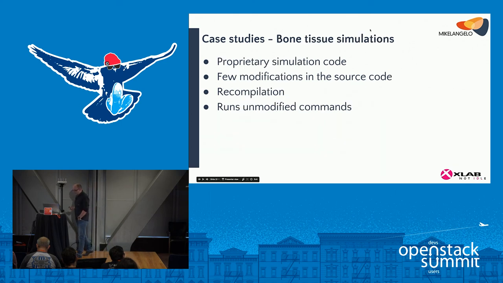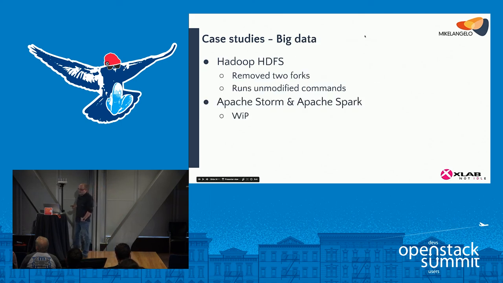The other simulation is also an HPC application. It's the bones tissue simulation. It's proprietary simulation code, so source code. There were some modifications in the code, but again, irrelevant for the simulation itself. So there were some missing functions in OSV, but in this case, we simply removed those functions from the source code itself. Recompilation was necessary, and again, we can run unmodified commands.